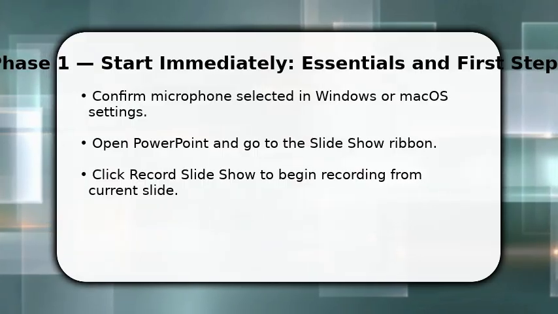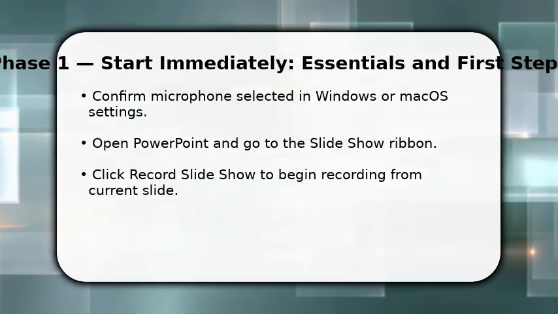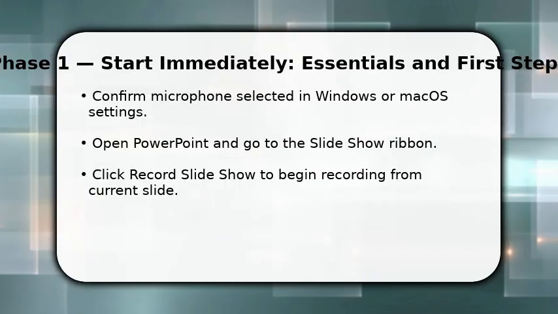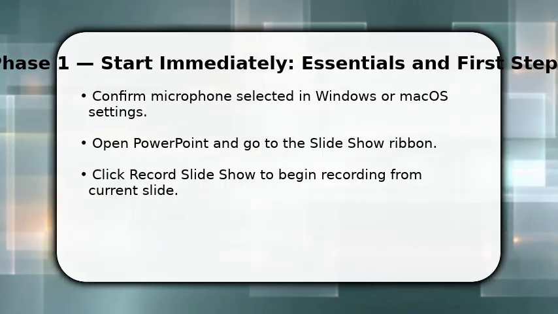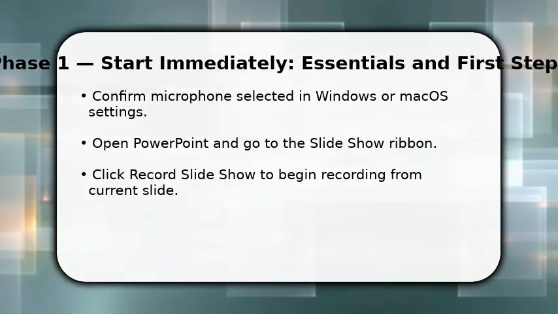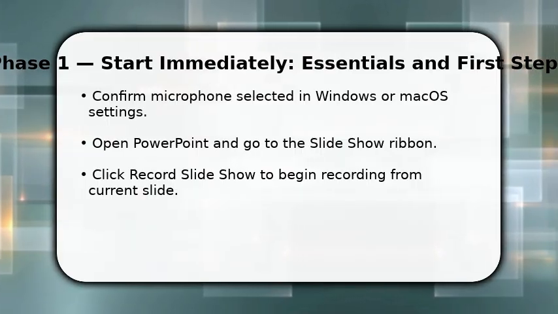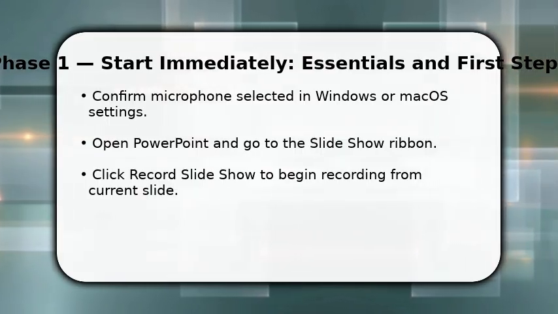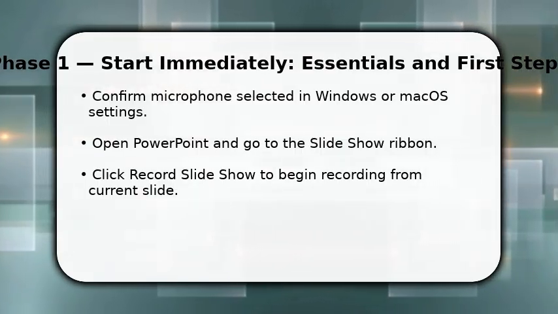Click Record Slideshow and choose whether to start from beginning or current slide, then allow the app to access your mic. Speak naturally and watch the timer. It records audio per slide. Pause between slides so later trimming is cleaner and transitions remain smooth.